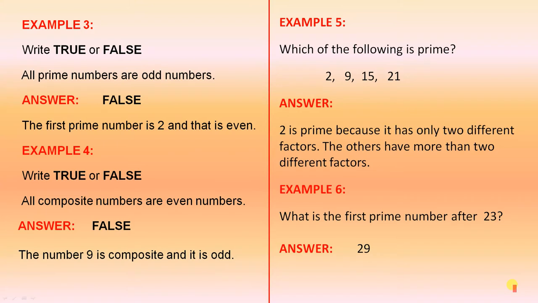Example 6. What is the first prime number after 23? This is a little bit tricky because actually the answer is 29, so it's quite a way away from 23, because 24, 25, 26, 27 and 28, they're all composite, so the first one's 29.